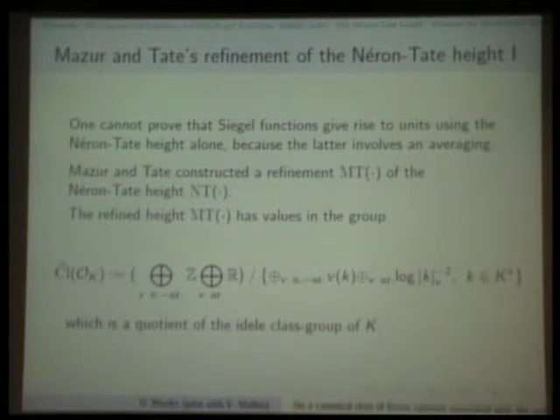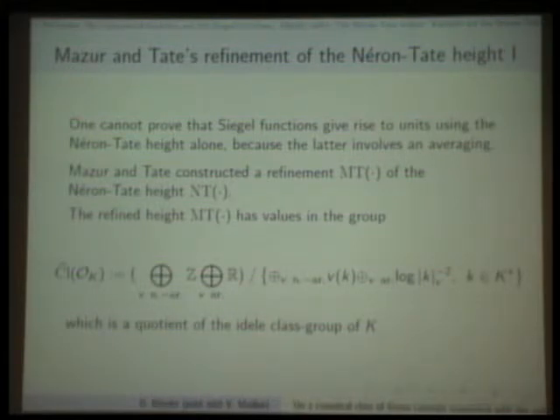And now, Mazur and Tate, in an article in the mid-80s, I think, but I'm not absolutely sure, constructed a refinement of the Néron-Tate height, which I call here MT, which has values in a finer group, and from which you can recover the Néron-Tate height. With hindsight, this appears as Arakelov theory sort of germinating here.